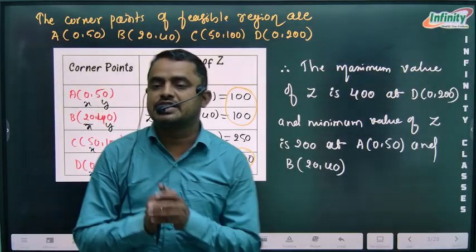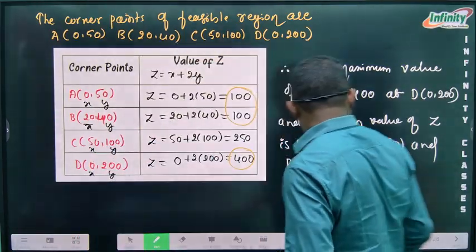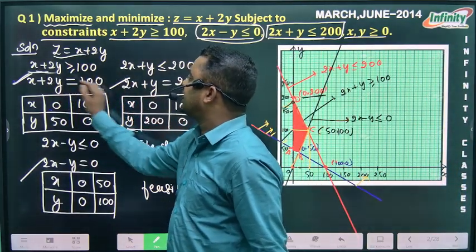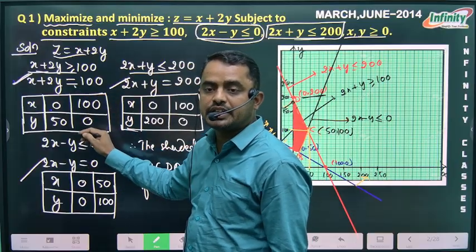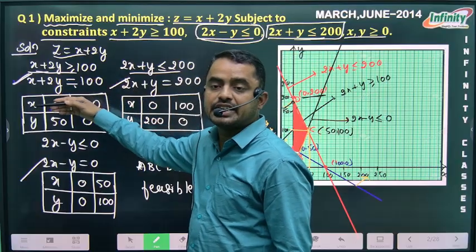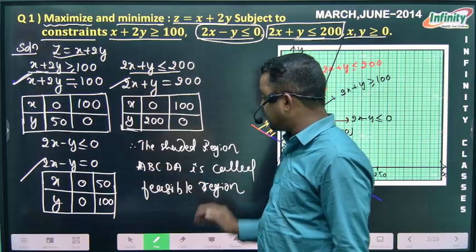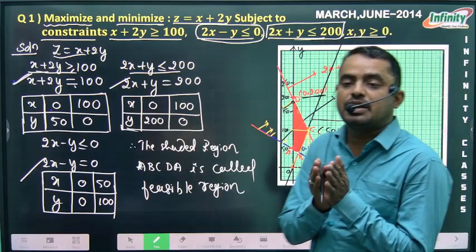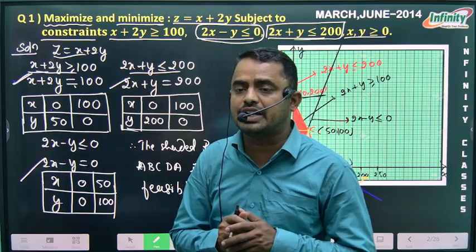So these are very simple problems. First, we write the objective function and constraints, and write the constraints in terms of equations to find the coordinate table, that is the x coordinate and y coordinate values. Then draw the straight lines on the graph and find the feasible region by putting x equal to 0, y equal to 0 in the inequality, that is the constraint.